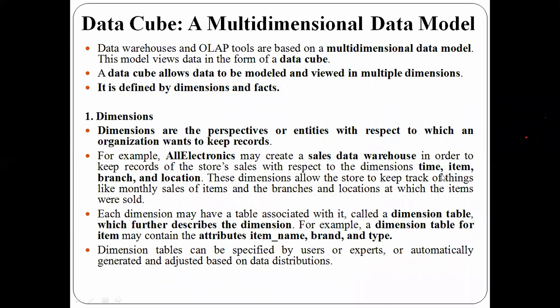Now for example, if we consider the item dimension, it will have attributes like item name, brand, and then type. Then who is going to create these dimension tables? Normally, dimension tables will be created by the users or the experts, or they can even be created automatically. It is not necessary that you must create them. They can even be generated by the system. So this is the first element of a data cube.